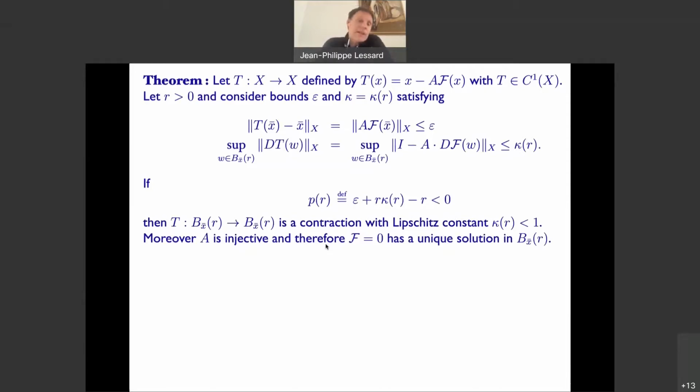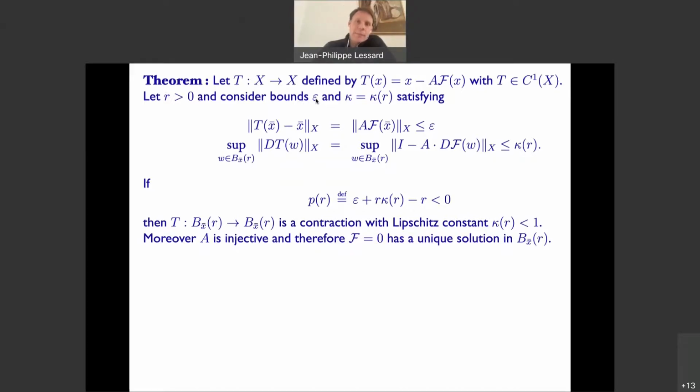Okay, so that's a very general theorem. The proof is rather easy to do, and the statement goes as follows. So we have a Newton-like operator, which is given by T of x equals x minus A times f of x. We assume that T is C1, and that r is positive. r will be the radius of the ball centered at the numerical approximation, and you consider two bounds.